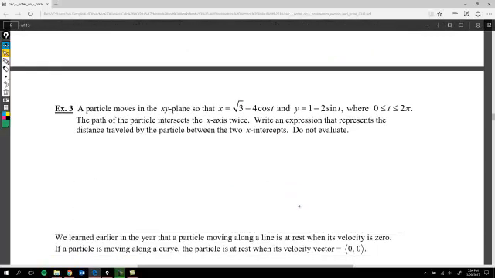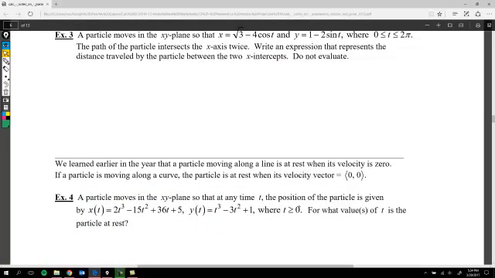All right. Some more word problems. Okay, we're given a particle. We have x and y, and we're restricted between 0 and 2 pi, which is good because this is trig. The path of the particle intersects the x-axis twice. What that means is that y equals 0 twice. They ask us to write an expression representing the distance traveled by the particle between my two x-intercepts.